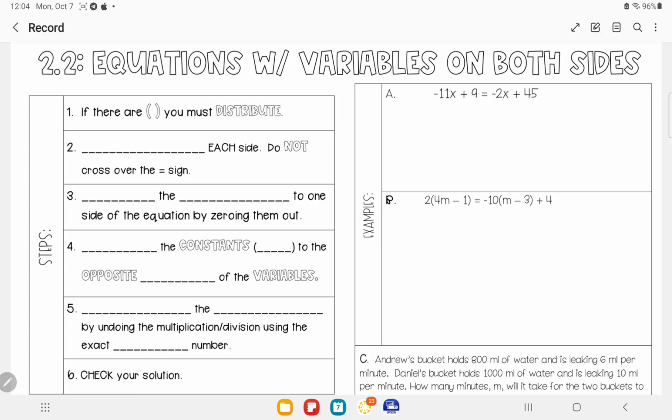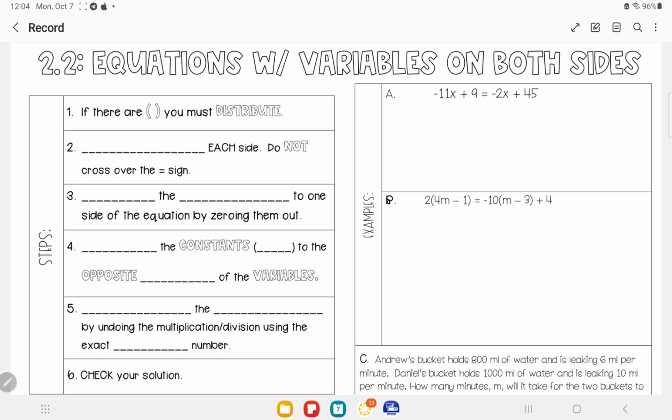Equations with variables on both sides. So everything we've been doing so far has just had an expression on one side, an expression on the other, but not variables on both sides. It's always been an expression with a variable on one side and then just numbers on the other. So today we're going to have variables on both sides, and our goal is to get variables to one side, numbers to the other, so it looks like our two-step equations.